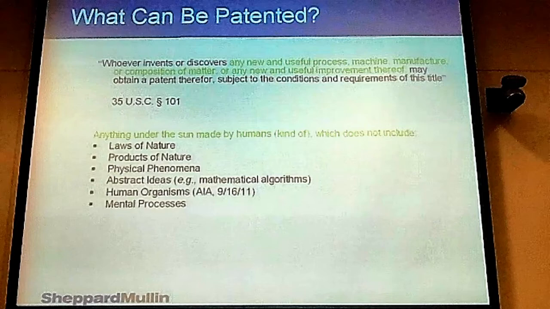A law of nature, for example, E equals mc squared. That just is. A product of nature, a naturally occurring gene, for example, a human gene. Physical phenomena, abstract ideas, human organisms, and mental processes. And by mental processes, I mean, for example, the method of thinking about something happy until you feel better. You're not going to get a patent on that.